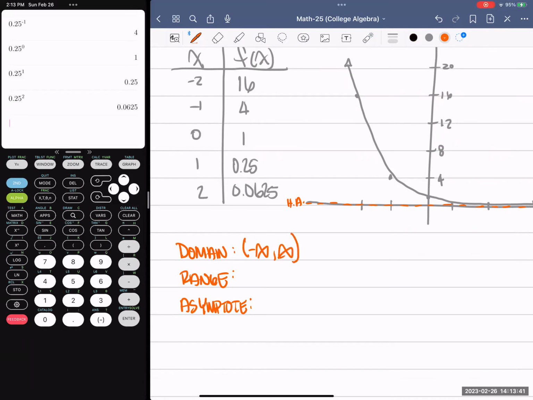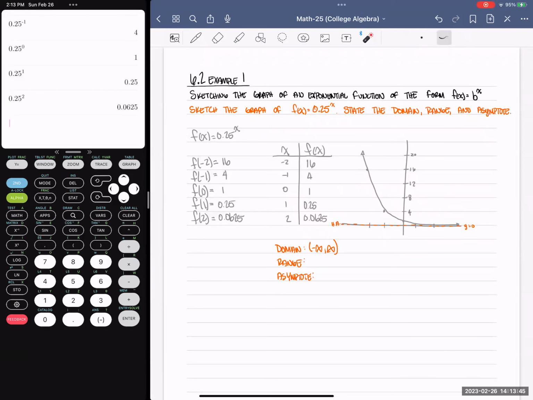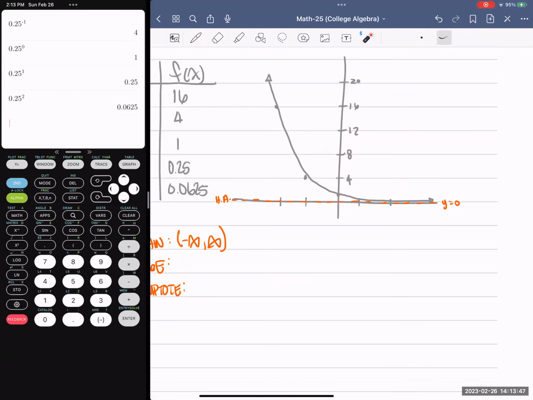Our range, though: I did mention that we get really, really close to zero, but we don't actually cross it. So here our asymptote prevents us from crossing zero. So we go from zero all the way up to infinity, as we start going up and up and up exponentially, as you could see here. And our asymptote, we have y = 0.